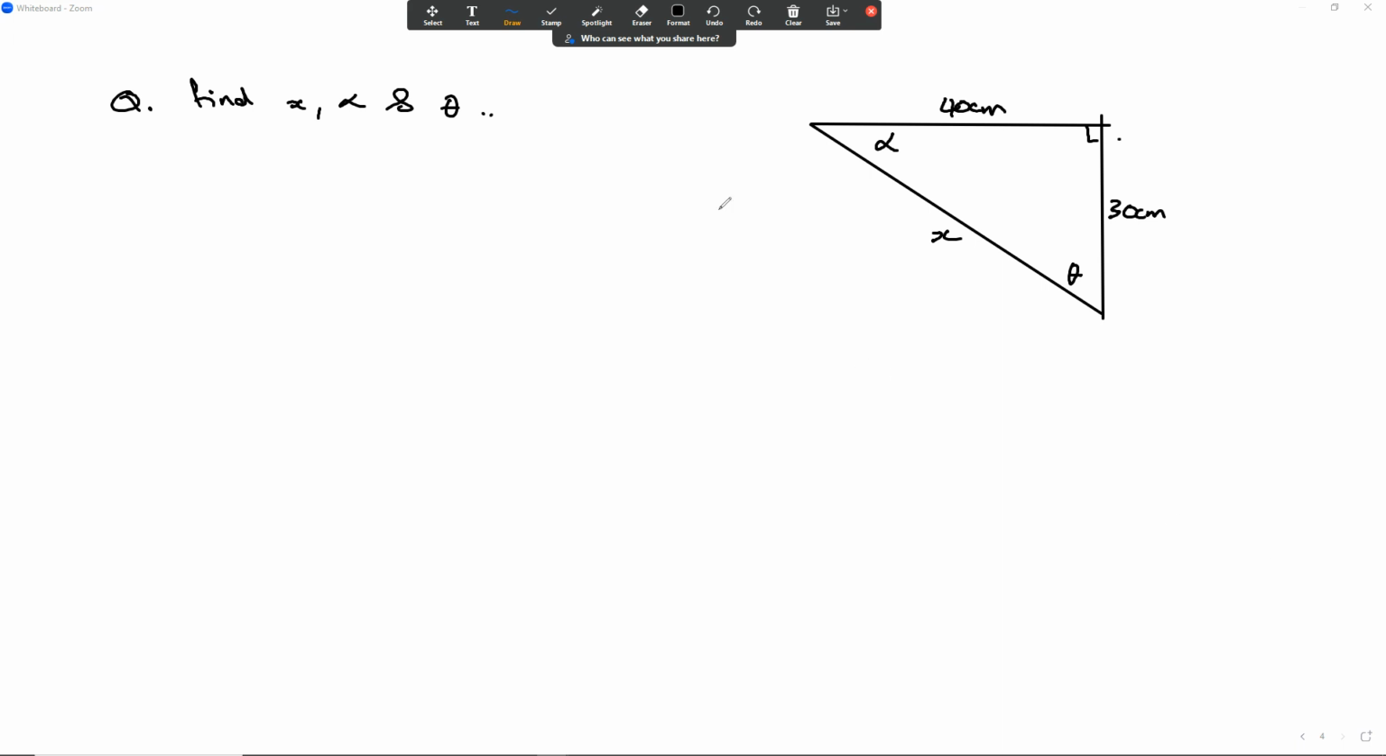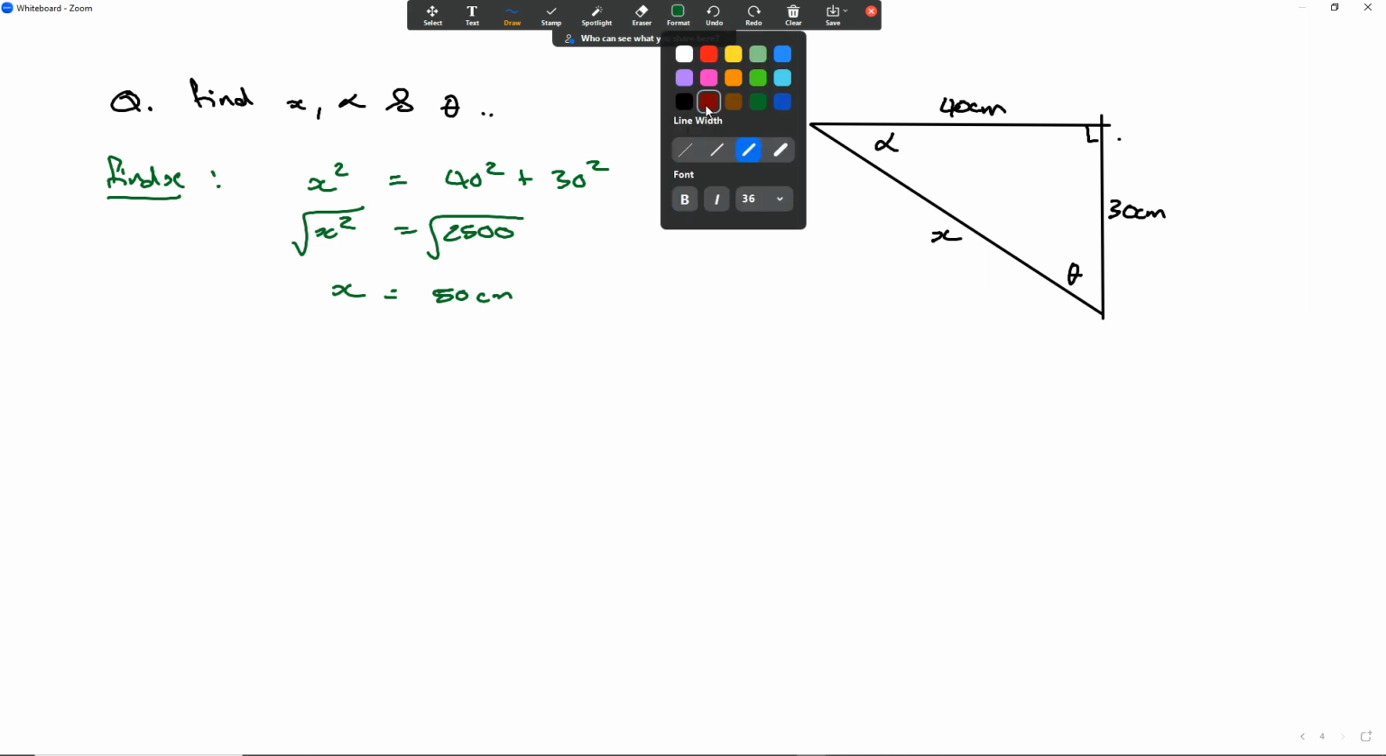So for this question over here, let's find x first. So we're going to find x, and that's going to be, x squared is your hypotenuse, so it's going to equal 40 squared plus 30 squared. That's 1,600 plus 30 times 30, which is 900. It comes to 2,500. And so we square root both sides, and we get x to be 50 centimeters. So the value of x is 50 centimeters.